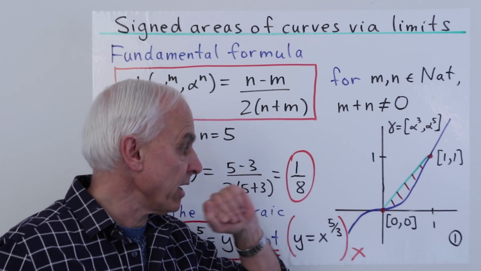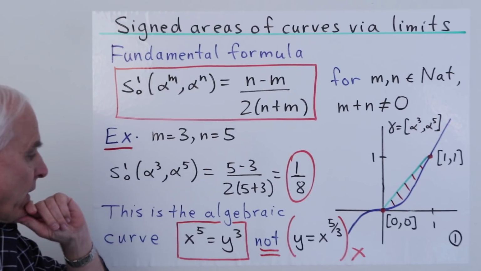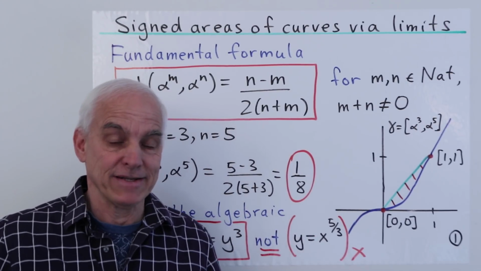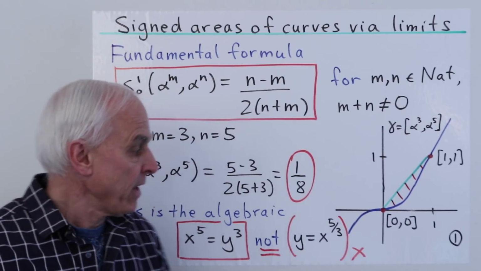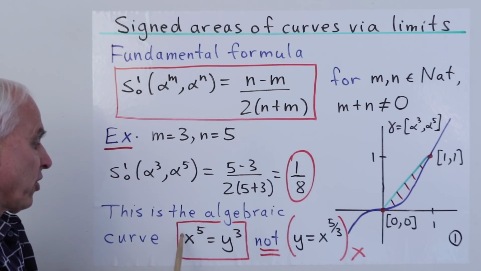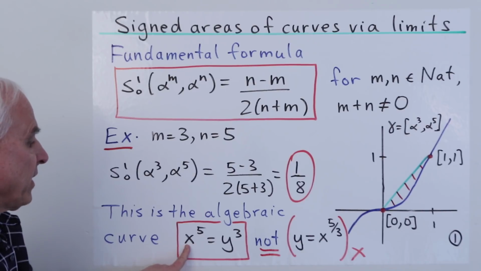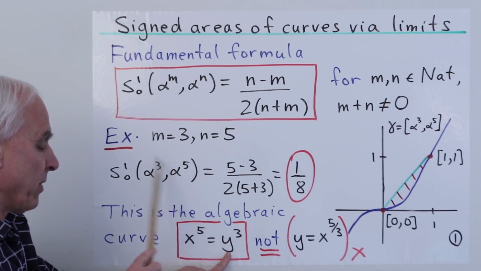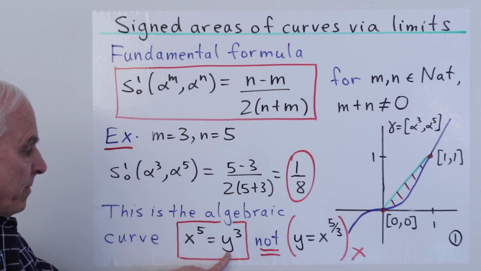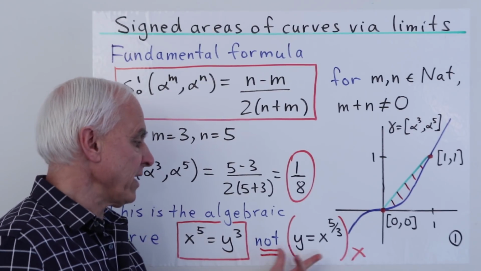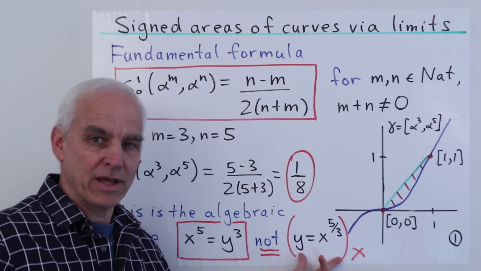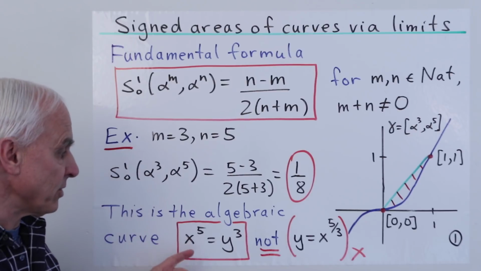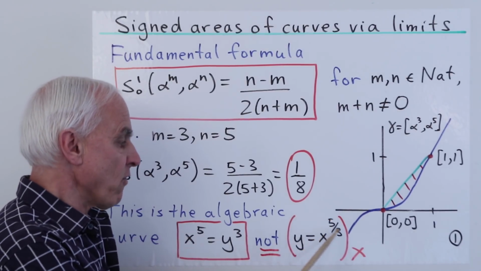That's that signed area. Now, this curve is not really a function. It's an algebraic curve. If we want to write it as an algebraic curve, its equation would be x to the fifth equals y cubed. You raise this to the fifth power, that's equal to what you get when you raise this to the third power. We're not going to write it this way. This is what you would do in a traditional calculus course. You would divide the exponents here and you would say y equals x to the 5 over 3.